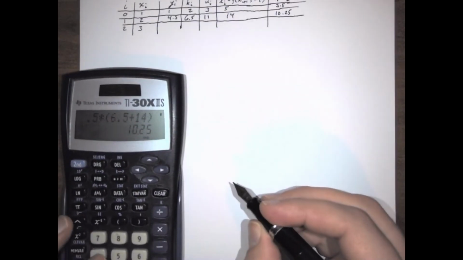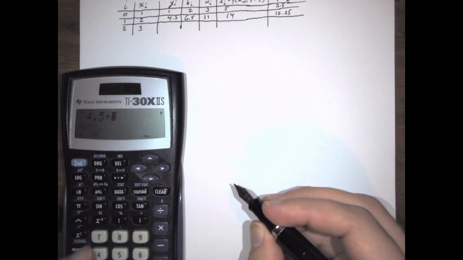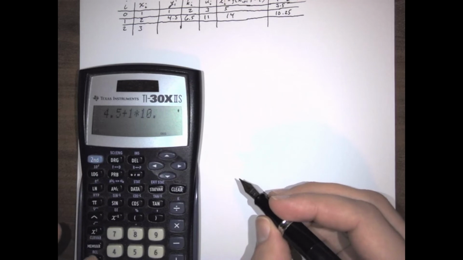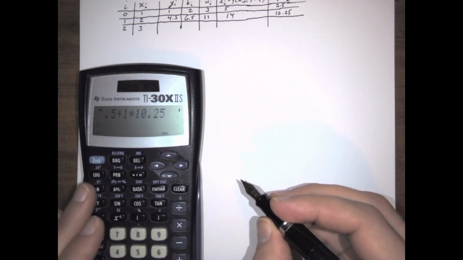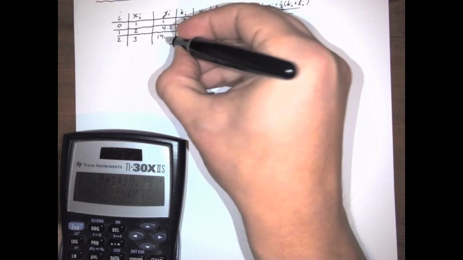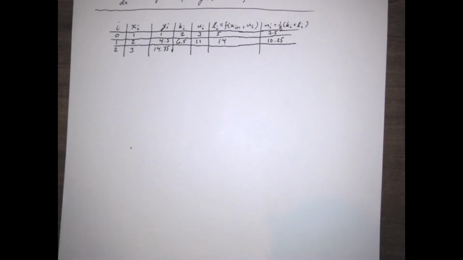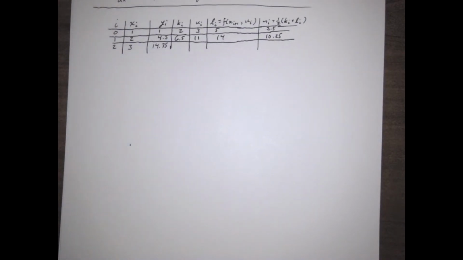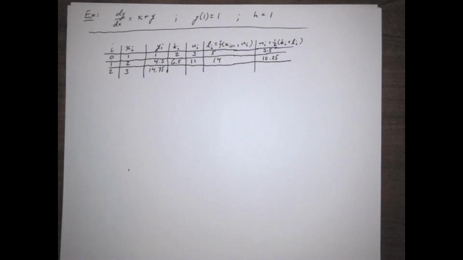So then the next y value from that would be 4.5 plus 1 times 10.25. That'd be 14.75. So as you can see, it's a little bit more of a workout than the classic Euler's method was. The advantage of it is that it incurs a lot less error as it proceeds along.